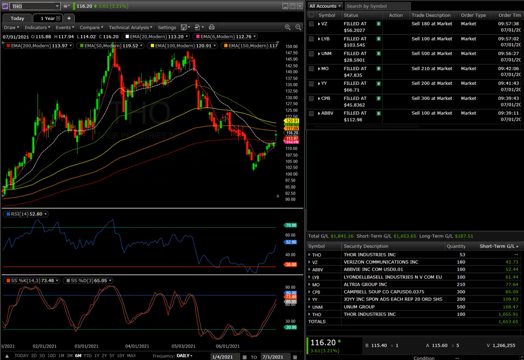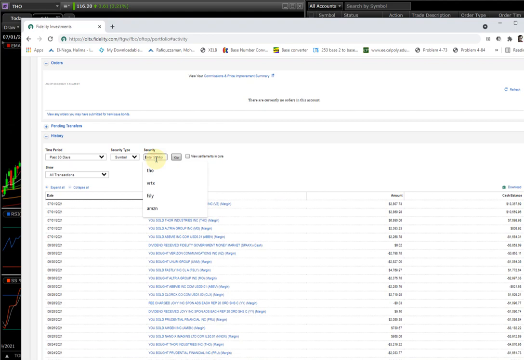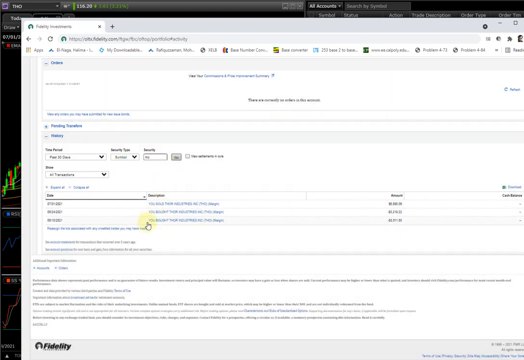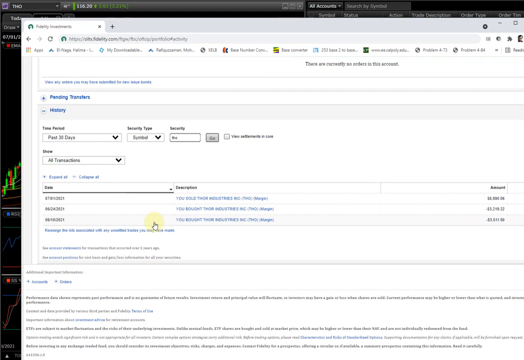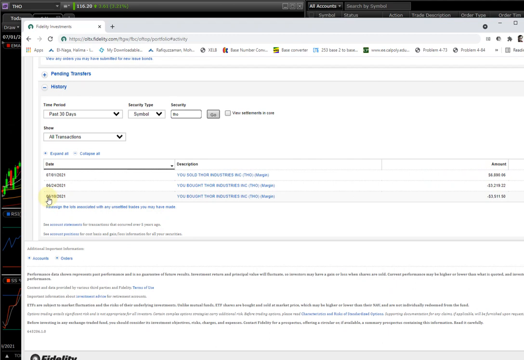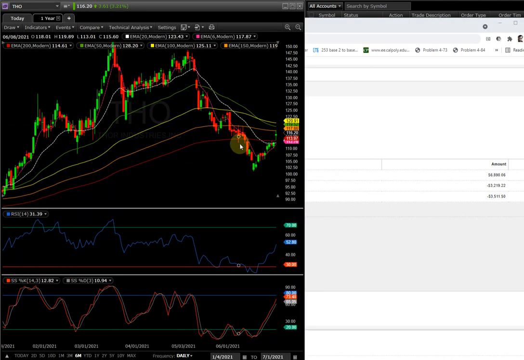THO. So let's go to transactions and you can see it. THO for the past 30 days. Let me zoom in so you can clearly see what I'm talking about. June 10th, I bought some shares. I bought 30 shares at 117. June 10 is somewhere right here on this candle.